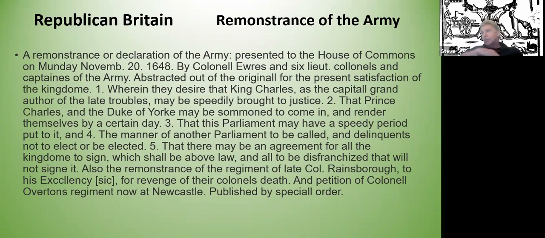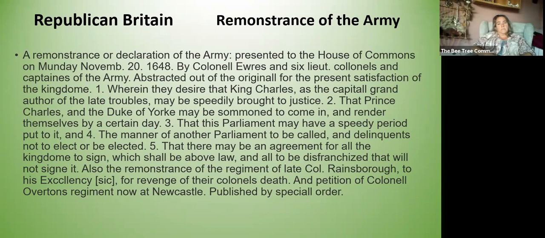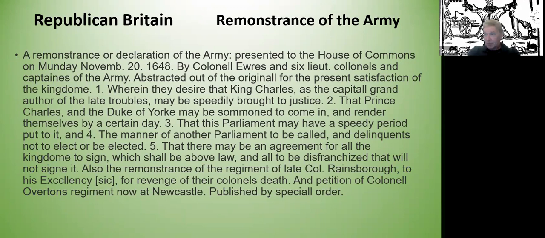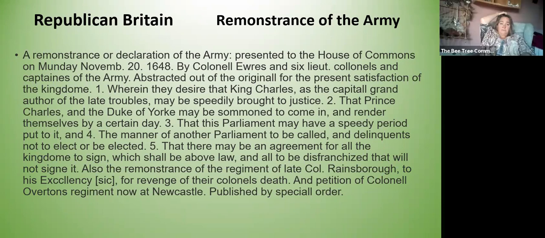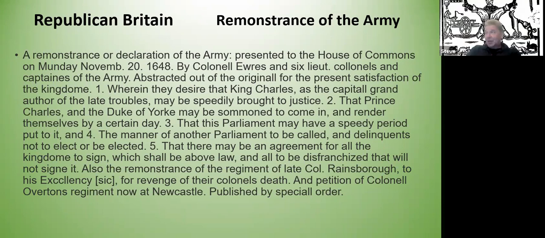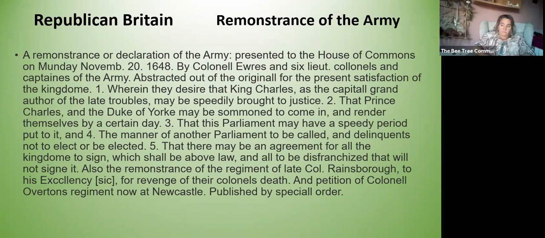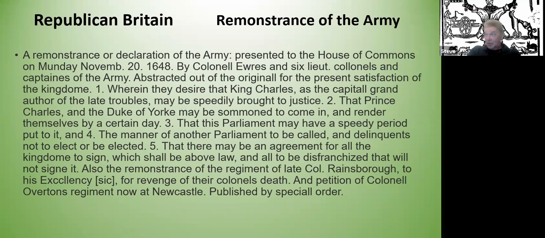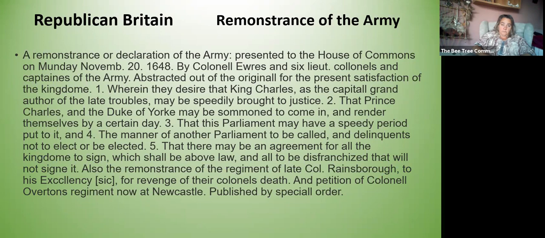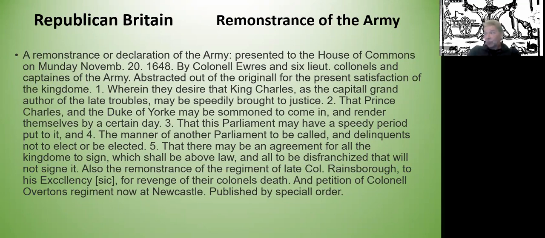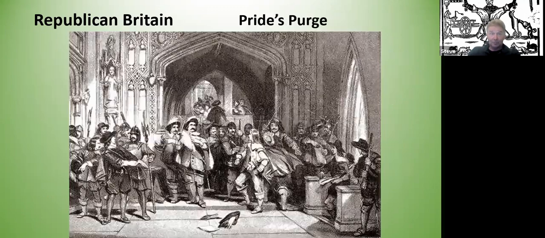So it was presented to Parliament on the 20th of November, but Parliament postponed discussion until treaty negotiations with the King could be completed. So the army had definitely had enough by this point, and the General Council resolved to march to London. Parliament still refused to discuss the Remonstrance and was intent on restoring Charles. And it was decided to use military force to purge Parliament of the King's supporters rather than simply dissolve it.